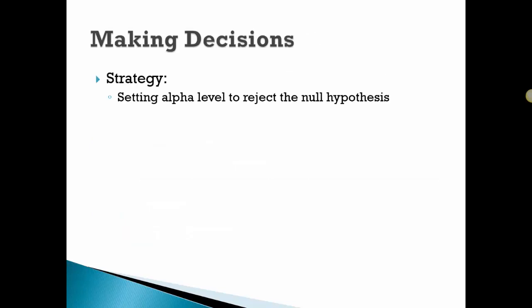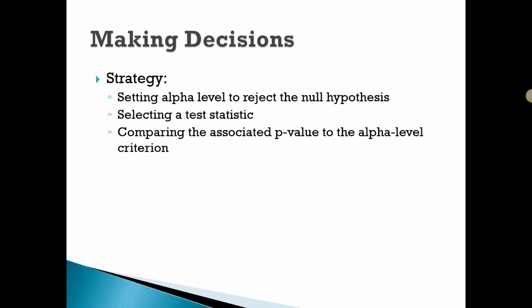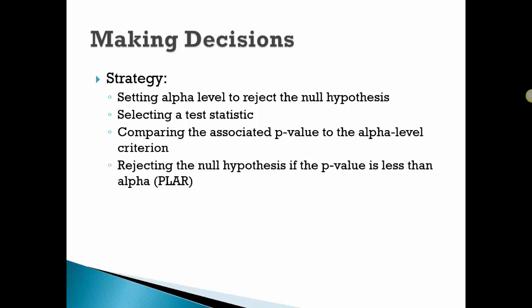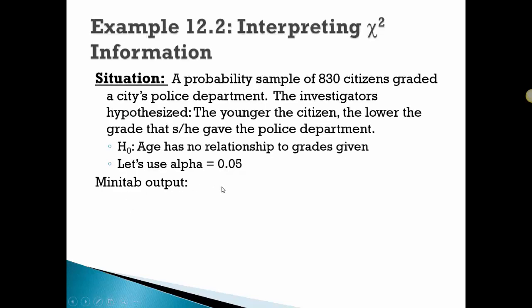So, more on making decisions. The strategy: set the alpha level to reject the null, select the test statistic, compare the p-value that you get to the alpha level criterion, and reject the null if the p-value is less than alpha. And there's a little acronym, a mnemonic, to help you remember: PLAR.